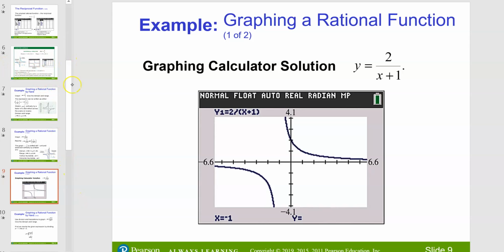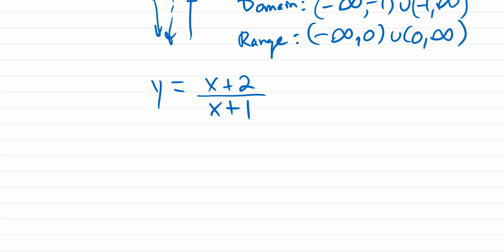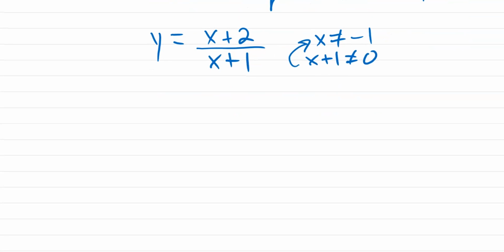What do I do if it's not in the right form? So for instance, if it was (x+2)/(x+1), well, we can still see the vertical asymptote. We can still take that denominator and say x cannot equal, what was it, -1 this time? x plus 1 cannot be 0. Solving for that, x cannot equal -1.